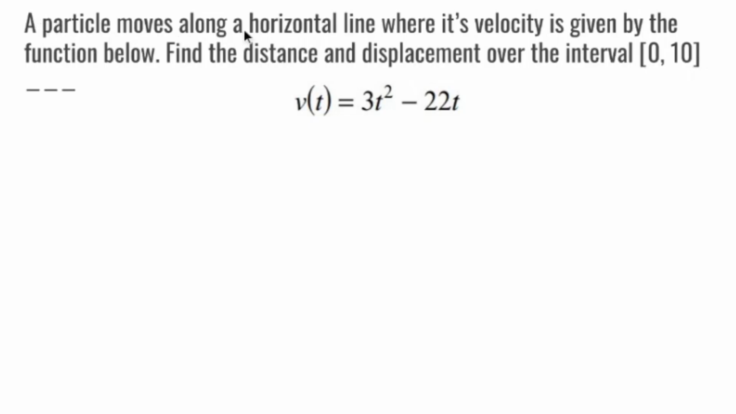A particle moves along a horizontal line where its velocity is given by the function below. So there you have it. Find the distance and the displacement over the interval. All right, let's understand the difference between the two.